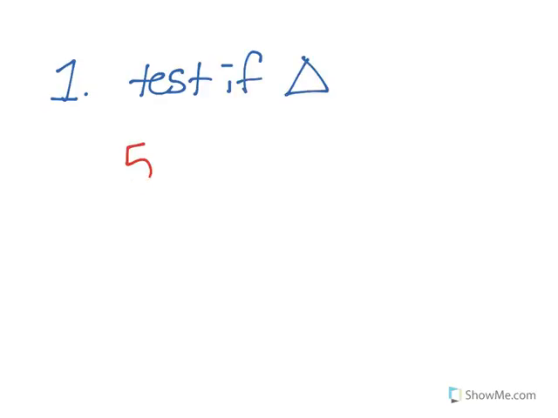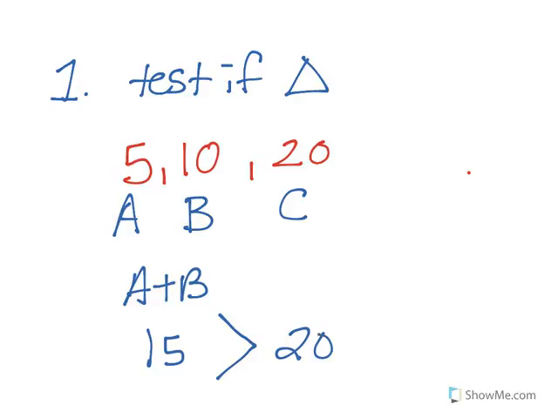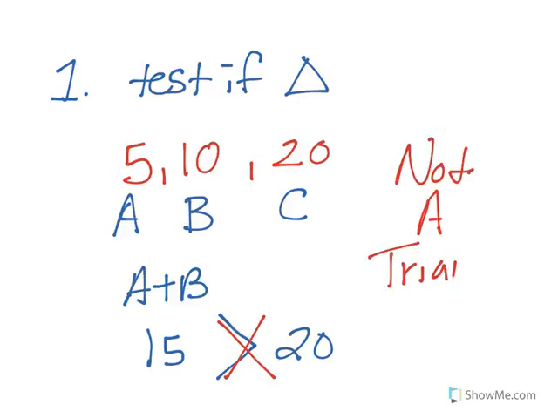One other set of numbers. First test, if triangle. So let's say 5, 10, and 20. So this would be A, this would be B, this would be C. So A plus B is 15. That has to be bigger than 20. It is not. So this is not a triangle. These three sides, if you were to cut pieces of wood in 5 inches, 10 inches, and 20 inches, you would not be able to make a triangle. The sides would not touch.